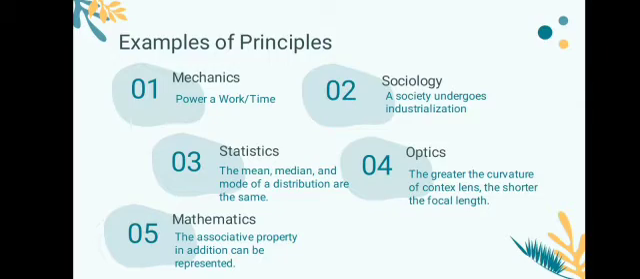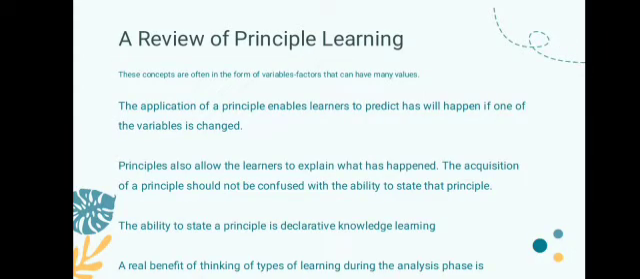Number 1, mechanics, power of work or time. Number 2, sociology. A society undergoes industrialization. Number 3, statistics. The mean, median, and mode of the distribution are the same. Number 4, optics. The greater the curvature of a contact lens, the shorter the focal length. And the last one, mathematics. The associative property in addition can be represented. Okay, next, a review of principle learning.